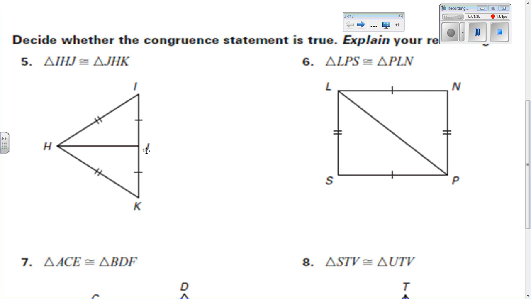Decide whether the congruent statement is true and explain your reasoning. Well, the first thing I notice is these 2 triangles are touching and JH is in both of them. So now IJ, which is the first and the third, is congruent to JK, which is the first and the third. IH is the first and second, and JH is the first and second. But this has 2 marks and this has 3. So that would be false.